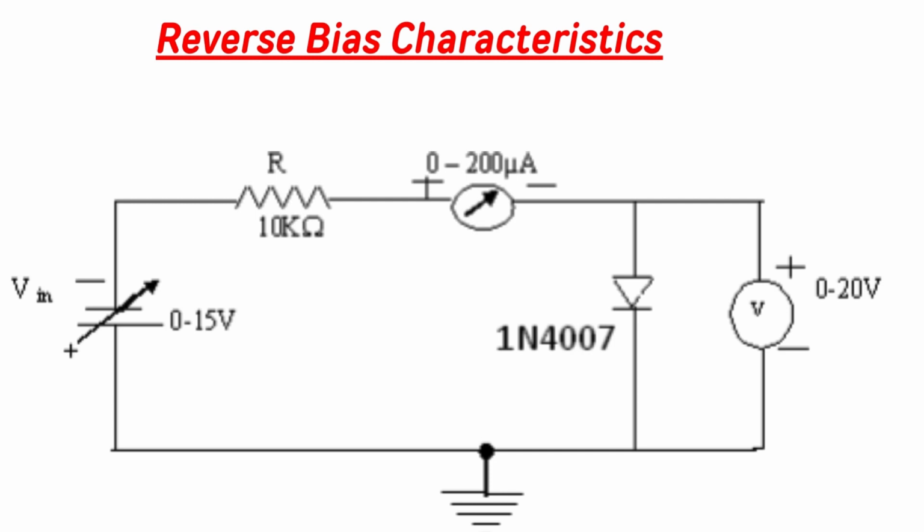Whereas in reverse bias characteristics, the battery is reversed: negative is connected to anode and positive is connected to cathode. At the same time, the reverse bias current is in microamperes. That's why we are placing a 0 to 200 microamperes ammeter. Along with that, we will change the resistance from 1 kilo ohm to 10 kilo ohms. The voltmeter is connected in parallel to the diode, 0 to 20 volts.